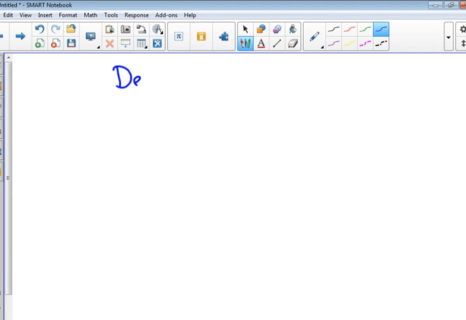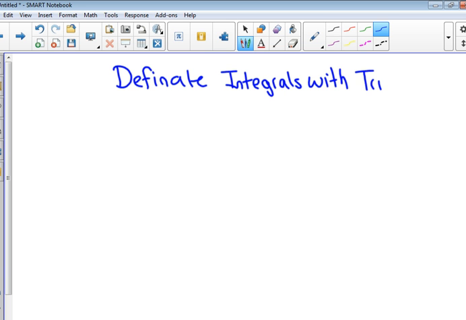About a definite integral, with trig. If you have your sheet of all your trig rules out, or at least you know where that is in your notebook, it might be handy. All right, so here's our first example.